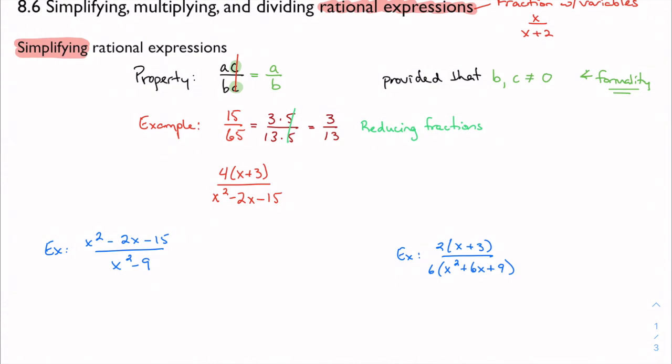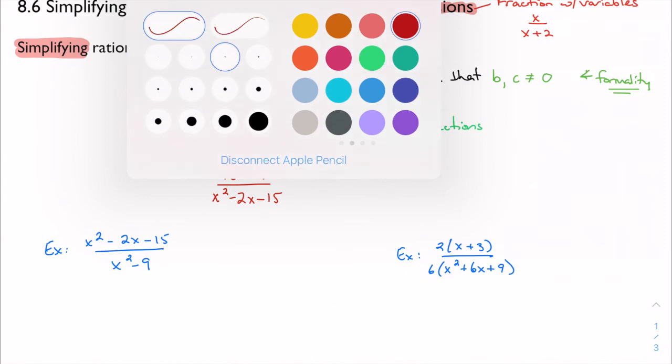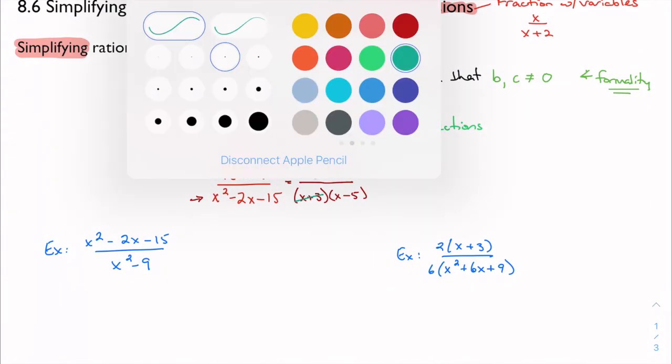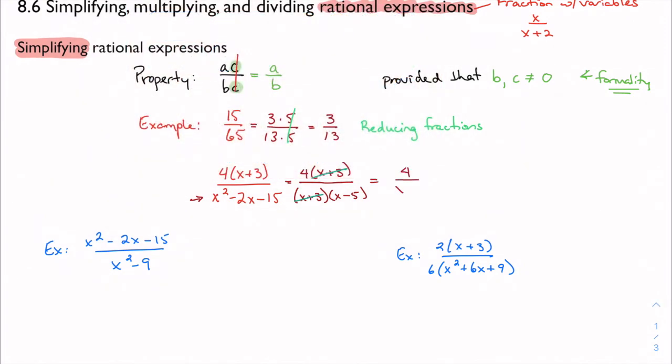If I extend this now to variables, to fully rational functions here, it doesn't look like there's a common term, at least not right away, but I've got this quadratic here, and what I can do with quadratics, of course, is factor. So we're going to do that. I'm looking for factors of negative 15 that add up to negative 2, so that would be x plus 3 and x minus 5. And of course, there it is, right? There's my common factor of x plus 3. It goes away, and I'm left with 4 over x minus 5. I'm really just reducing fractions, right? All I'm really doing is reducing fractions.